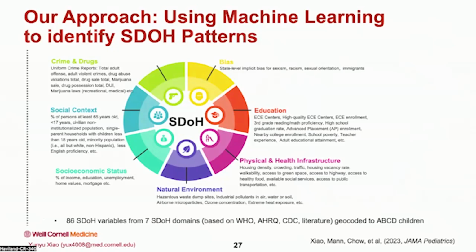So I'm a painter, since I was 3 years old. I painted this to really show that for children, this is the color wheel that we need for their mental health. And I actually added 2 areas. One is about bias. It uses a Harvard research development group, and they surveyed at the state level the implicit bias toward sexism, racism, sexual orientation, and immigrants across the 4 indicators. So the higher these variables, the higher the bias or stigma people living in this area feel.